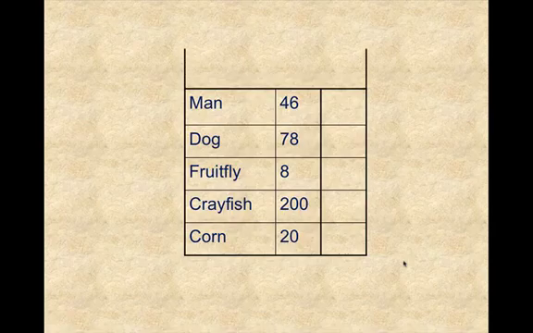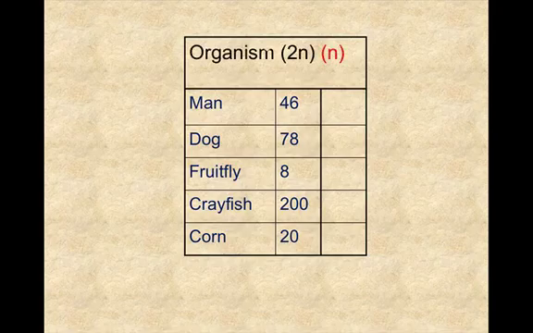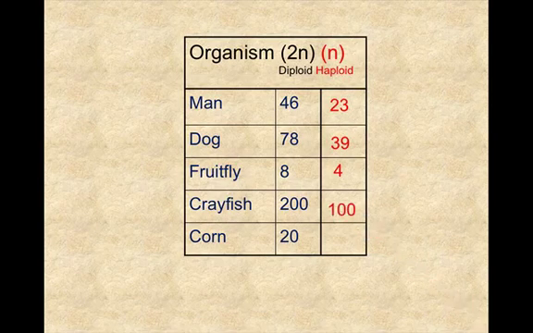So, for example, if a human has 46 total chromosomes, their haploid number is going to be 23. A dog, 39. A fruit fly, 4. A crayfish, 100. And corn, 10. Once again, haploid is half of the diploid number. And the haploid number are the gametes.